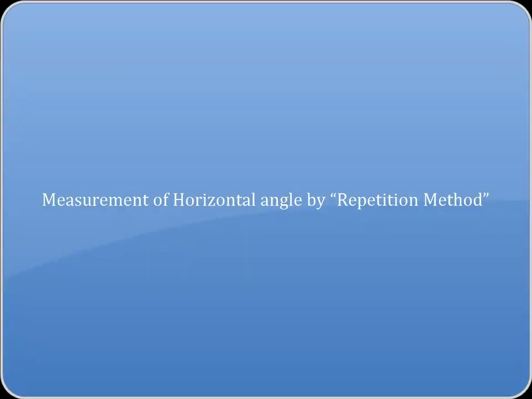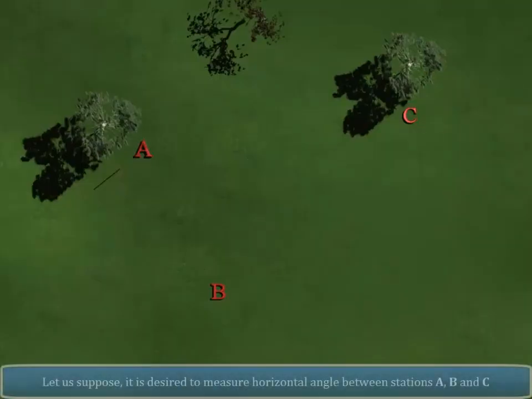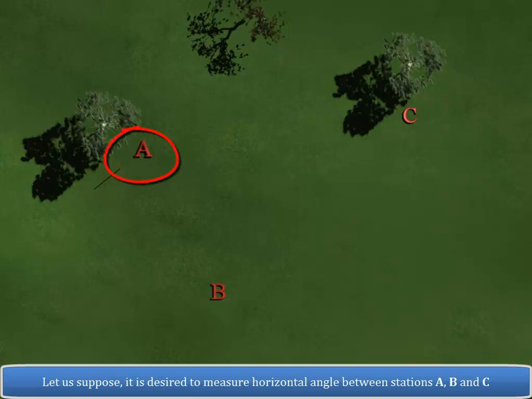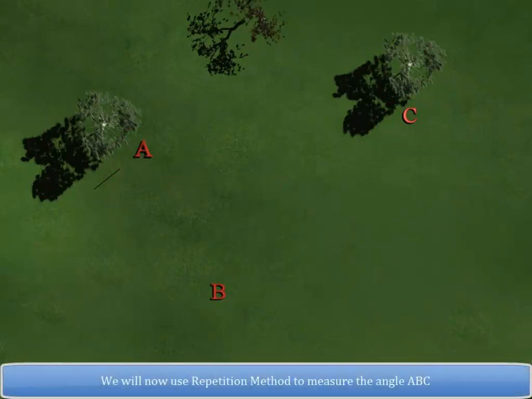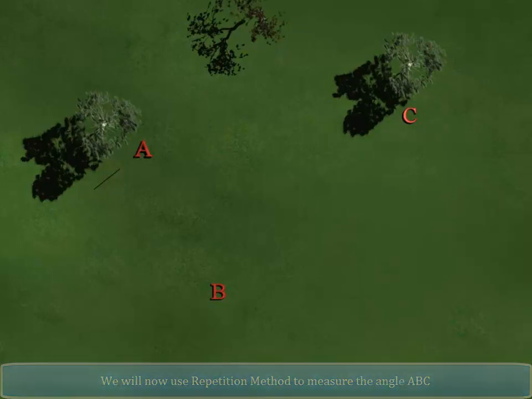Measurement of horizontal angle by repetition method. Let us suppose it is desired to measure the horizontal angle between stations A, B and C. We will now use the repetition method to measure the angle ABC.